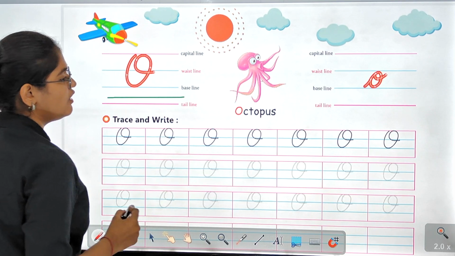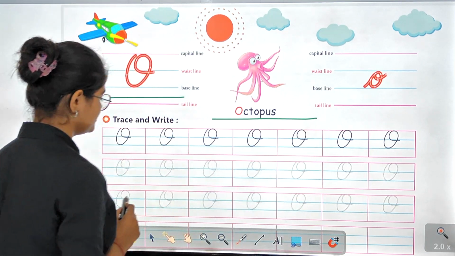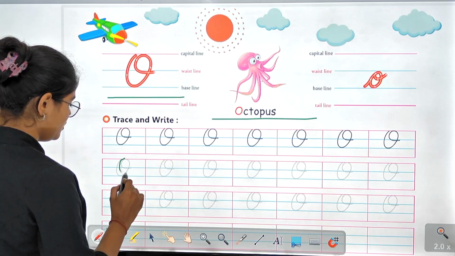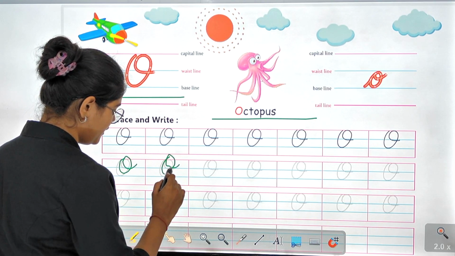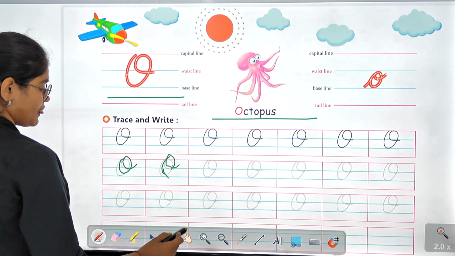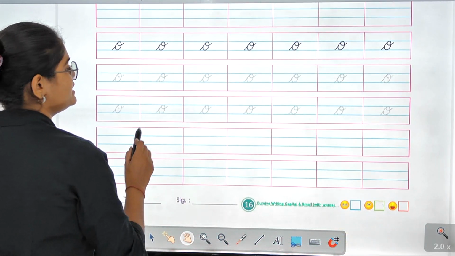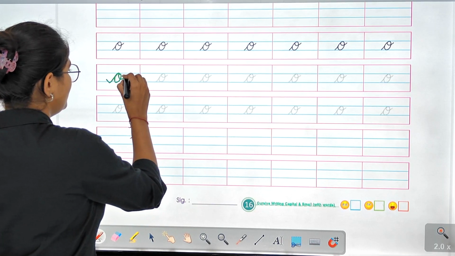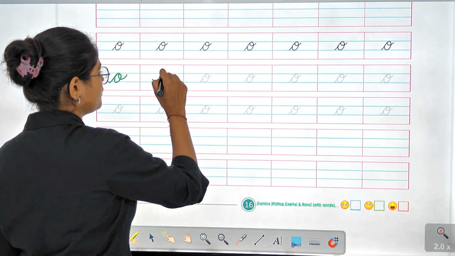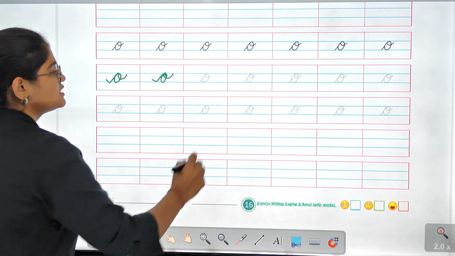O for octopus. So let's make O now. O for octopus. Moving ahead to the small one. O for octopus.